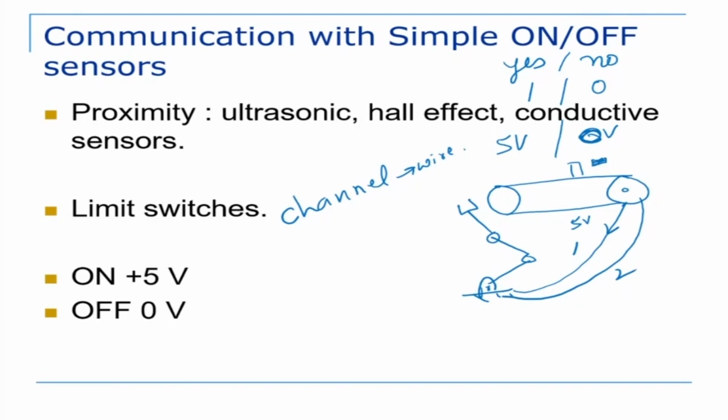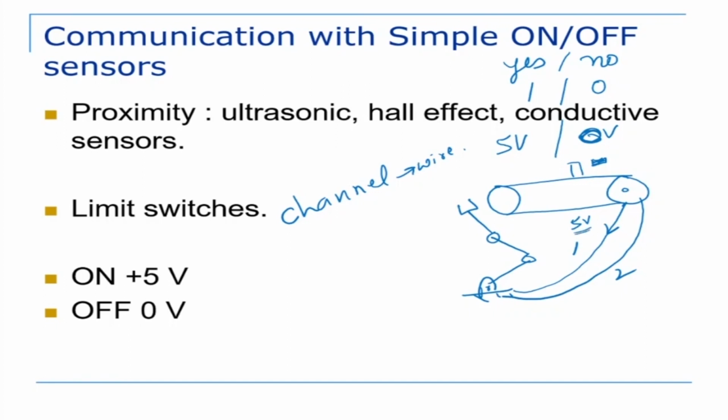So the conveyor is telling the robot that the part has come. How will it do that? It will simply make this channel high, that means it will pass 5 volts. Till now it was 0, which means the part is not there. The moment the part comes, it will make this channel high. The robot receives that and understands that this channel has become high, so the part has come.